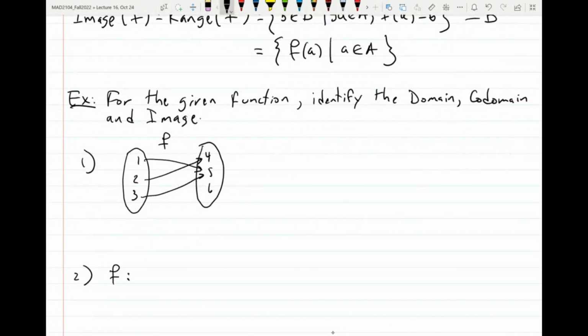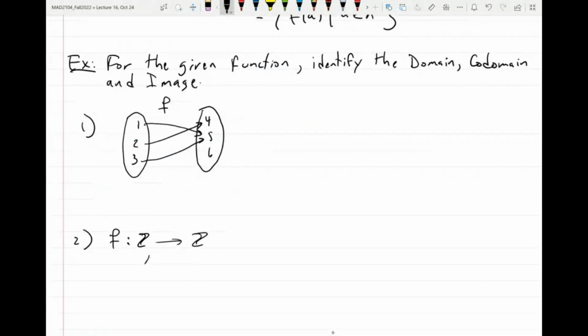Another example would be f from Z to Z. Typically this is what we write. Remember, this is boldface Z, the symbol that we use for the integers. If you use this notation, what we typically do is put a variable here representing an arbitrary input, and then put here the formula representing the output of that input. This is essentially the same thing as saying f of x equals x squared.